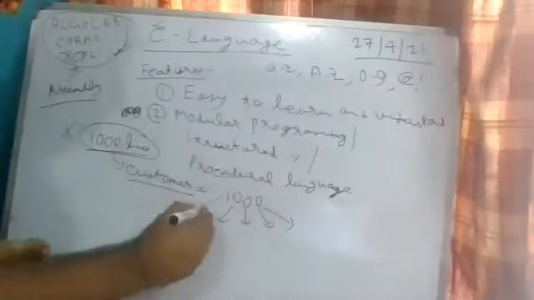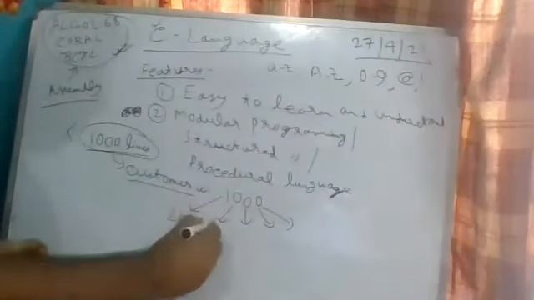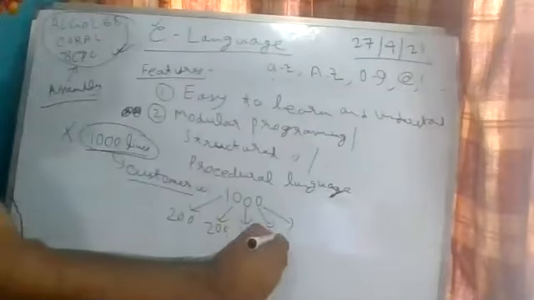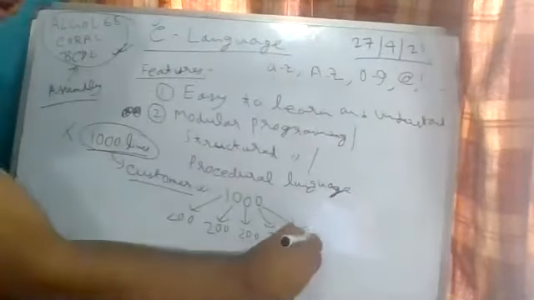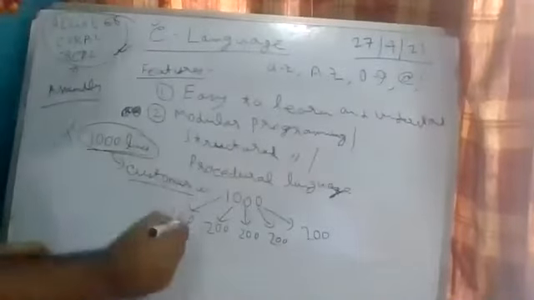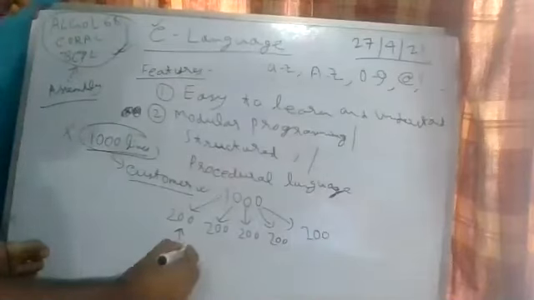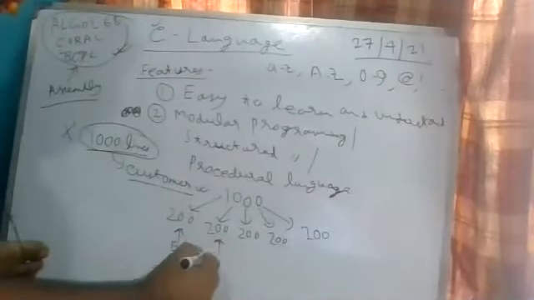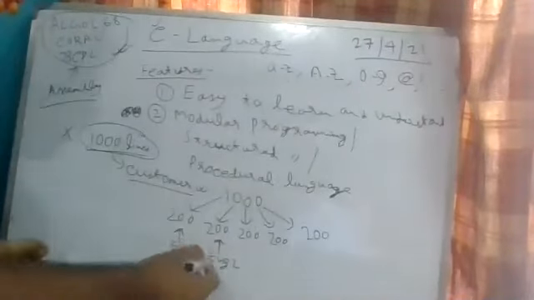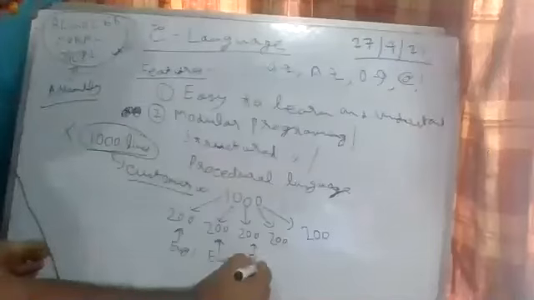Suppose it is divided into 5 modules. The first module contains 200 lines. The second module contains 200 lines. The third module contains 200 lines. The fourth module also 200 lines, and the last module contains 200. And they will assign an individual person to handle each particular module. Suppose the first module is handled by engineer 1, the second by engineer 2, the third by engineer 3, and so on.